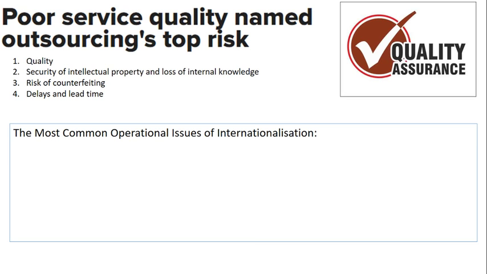Issue number two was the security of intellectual property and the loss of internal knowledge, and I guess that's related to point three, the risk of counterfeiting. When we're asking somebody to produce something for us, we're telling them the specifications by which we're producing that product, or maybe we're telling them the processes that we use to get that product just right. And that can be an issue for some companies. Maybe they're losing production secrets that they don't want to lose, giving their rivals essentially a competitive advantage. And of course, delays and lead time can occur as well.